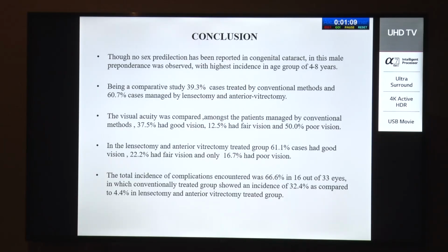In the conclusion, though no sex predilection has been reported in congenital cataract, in this study male preponderance was observed, with highest incidence in the age group of 4 to 8 years. Being a comparative study, 39.3% of cases were treated by the conventional method and 60.7% by lensectomy and anterior vitrectomy. The visual acuity was compared amongst the patients managed by the conventional method: 37.5% had good vision, 12.5% had fair vision, and 50% had poor vision. In the lensectomy and anterior vitrectomy treated group, 61.1% had good vision, 22.2% had fair vision, and only 16.7% had poor vision.